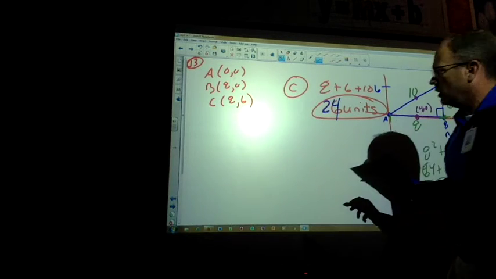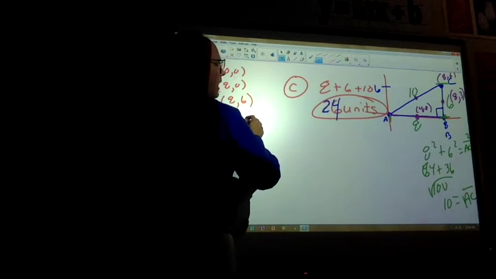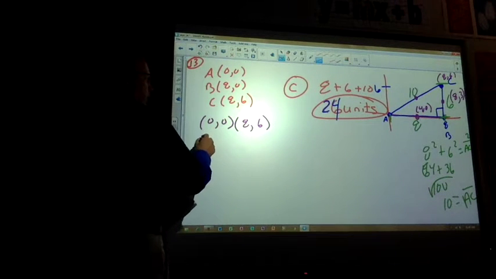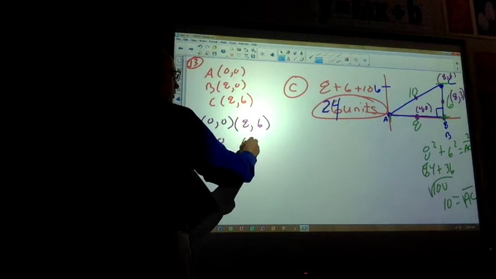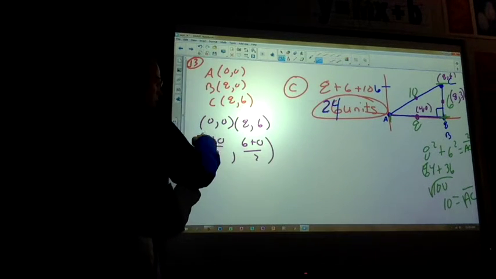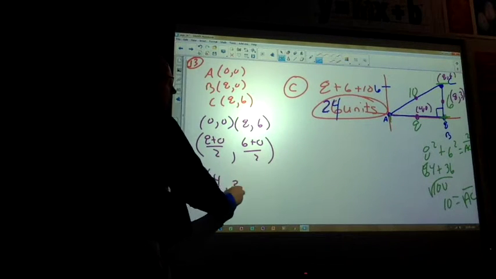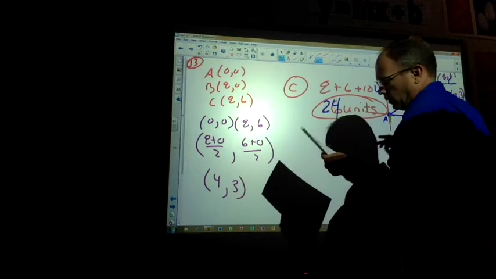That's 0, 0. So I'm going to find the midpoint between 0, 0 and 8, 6. So I go 8 plus 0 divided by 2, and 6 plus 0 divided by 2. 8 over 2 is 4, 6 over 2 is 3. So the midpoint of this is 4, 3. What do you think?